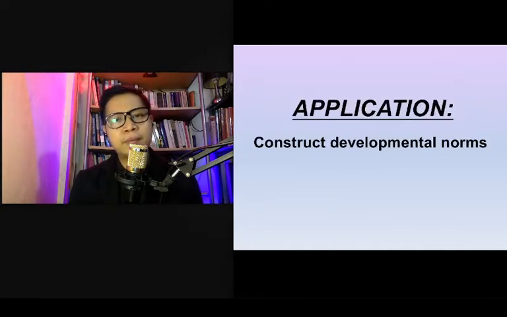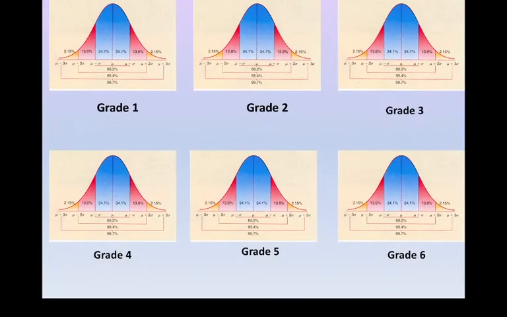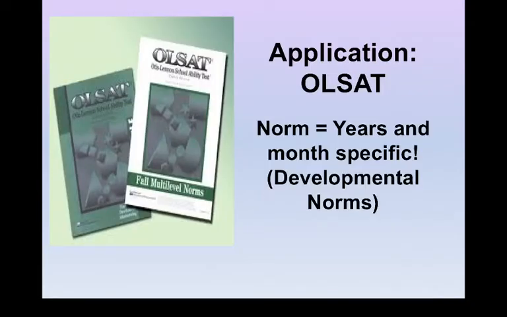Kaya ang magandang application dito is, again, we need to construct developmental norms. Ibig sabihin, iba't iba ang norm mo depende sa edad. Halimbawa, may test ka. Dapat iba ang norm ng grade 1, iba ang norm ng grade 2, iba ang norm ng grade 3, so on and so forth. Ino-consider natin yung edad. Dapat yung norm o yung edad ng norm mo tugma doon sa edad ng raw score mo.